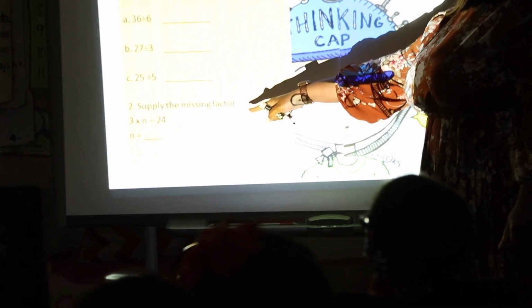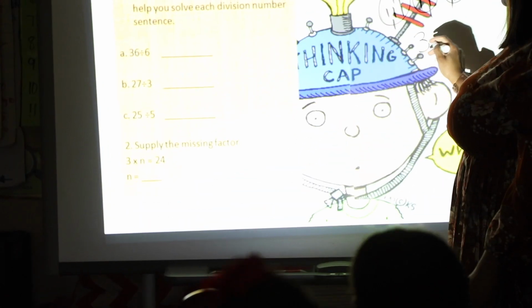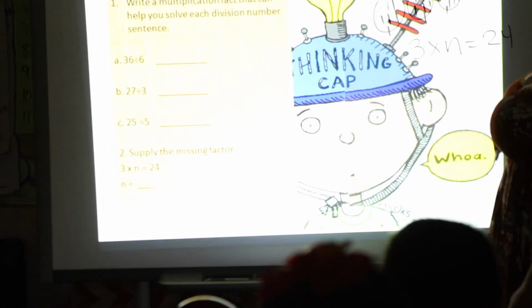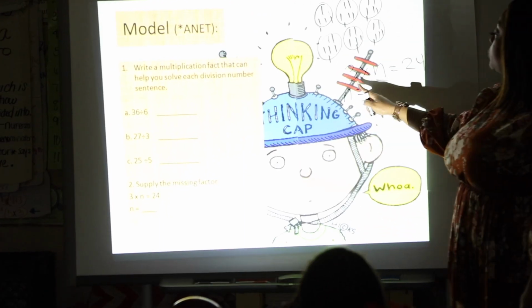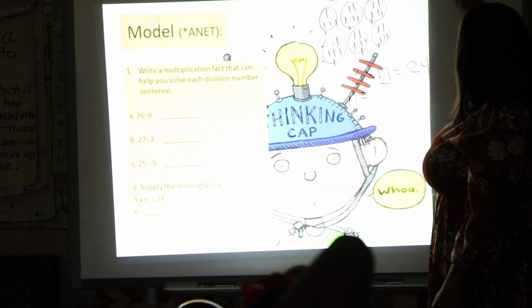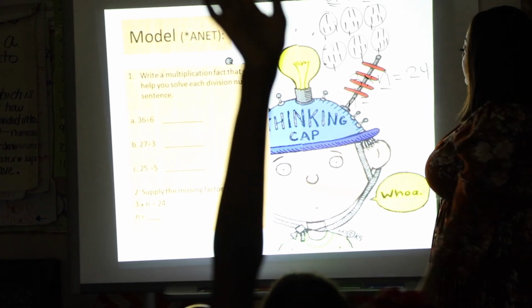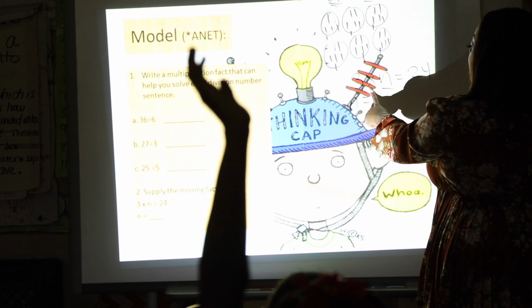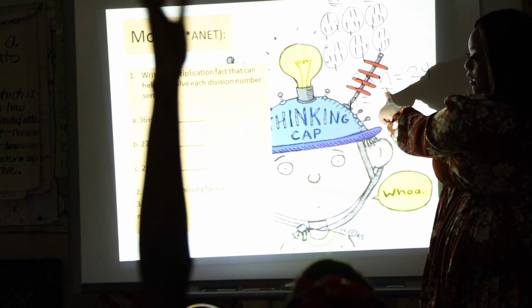Supply the missing factor. So we have 3 times n equals 24. So we're looking for n because we need to put a number right there. So I'm thinking, what can I do to get that missing factor? I have 3 times n equals 24. How can I get that missing factor when there's nothing to multiply with?